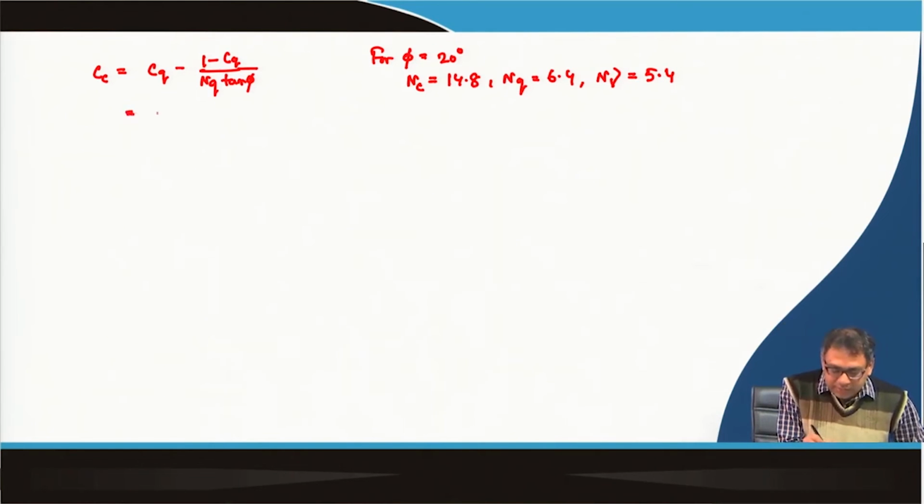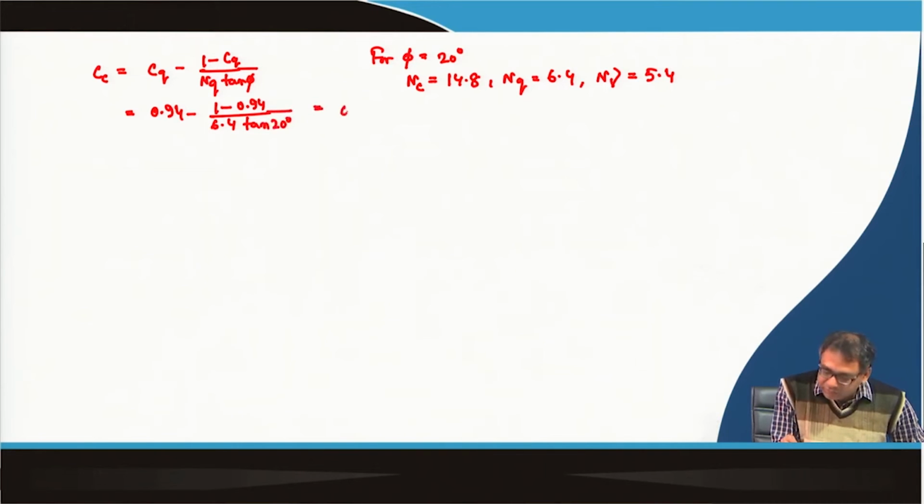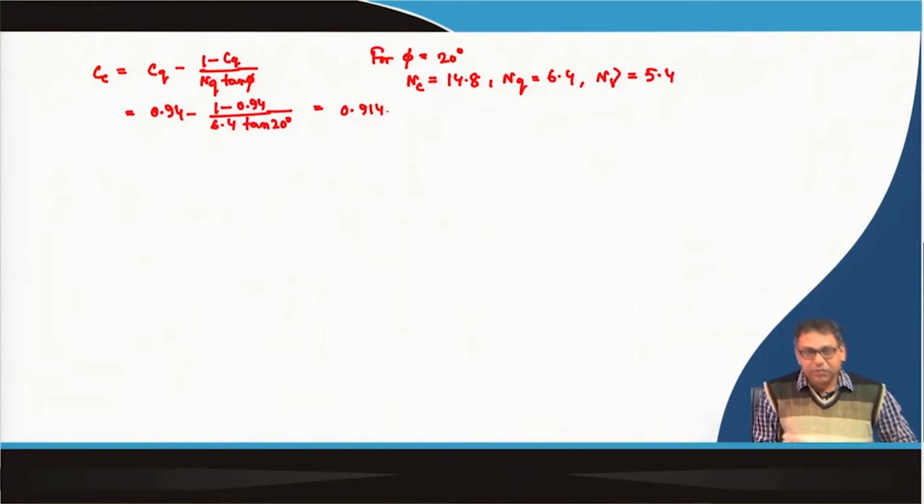So, now Cq is 0.94 minus (1 minus 0.94) by Nq, which is 6.4, into tan 20 degrees. So, this value is also very close to 1, which is 0.914. So, now we have calculated the compressibility factors. Now, we have to calculate the shape factors. Depth factors and inclination factors will be 1 in all the cases.